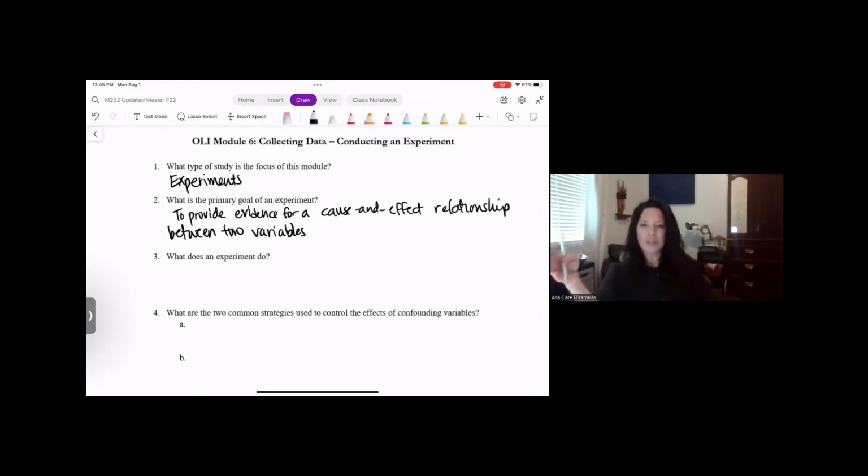How do we do this? What does an experiment do? Well, an experiment is one in which you intentionally manipulate the explanatory variable, the thing that we want to know causes an effect on something else. So we do what's called imposing treatments. So in an attempt to determine if there's cause and effect, we intentionally manipulate the explanatory variable.